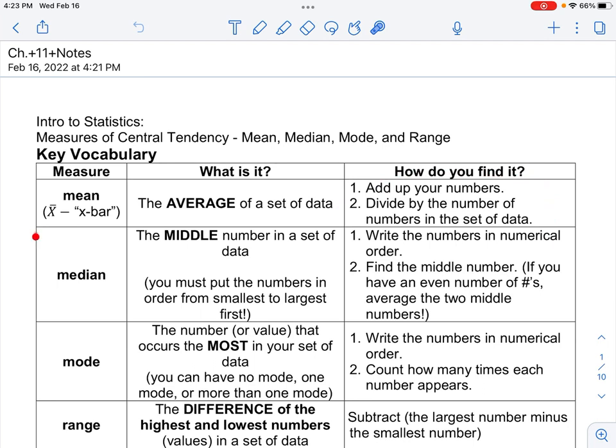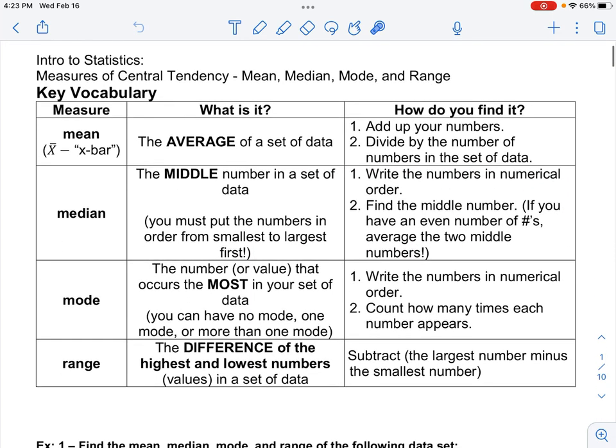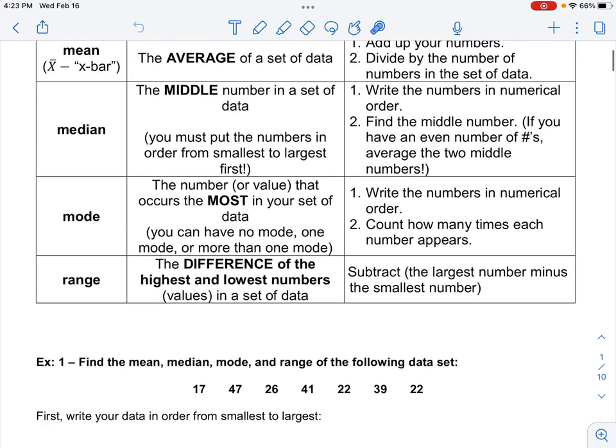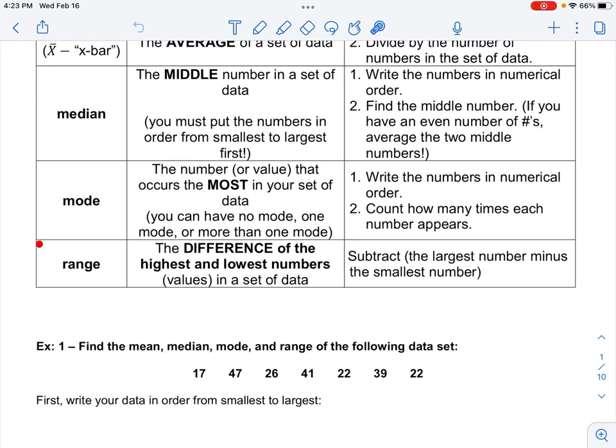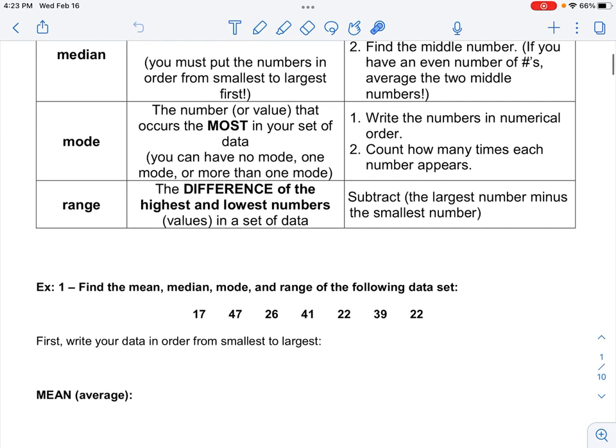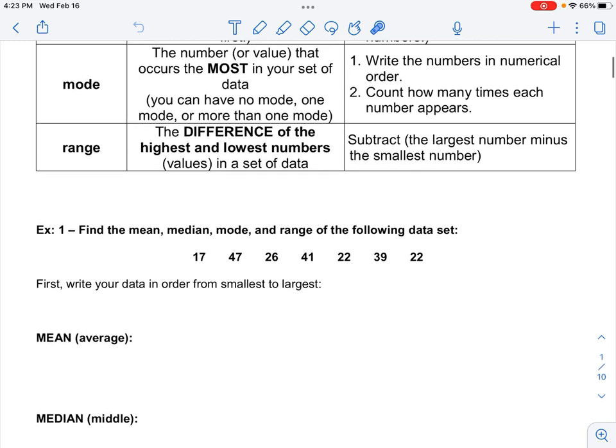The median is the middle number in a set of data, so you must put the numbers in order from smallest to largest first, and then you just count in. The mode is just the number that shows up the most in your set of data. You can have no mode, you can have more than one mode, or there can just be one. And then the range, this is the difference of the highest and the lowest numbers. You'll just subtract the biggest number minus the smallest number.